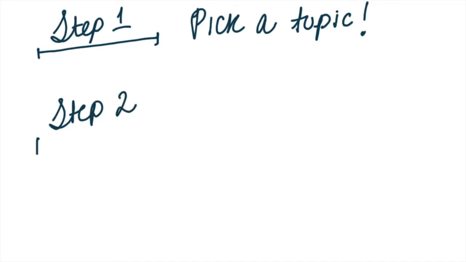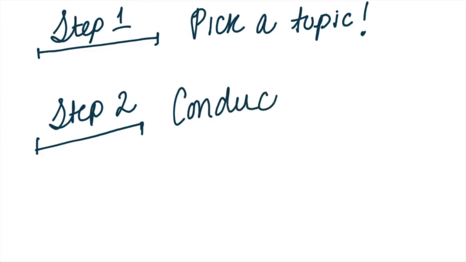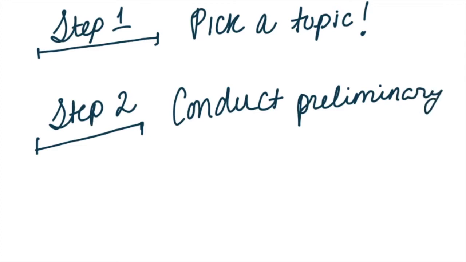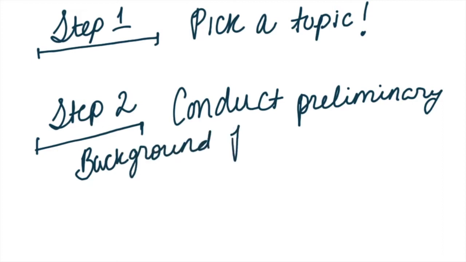The second step is going to be for you to conduct some preliminary background research. What I mean by preliminary background research is this is a general pull of the literature so that you can become familiar with this area. Make sure to keep track of what you have read and what you have searched, because you're going to revisit your background research a little bit later.